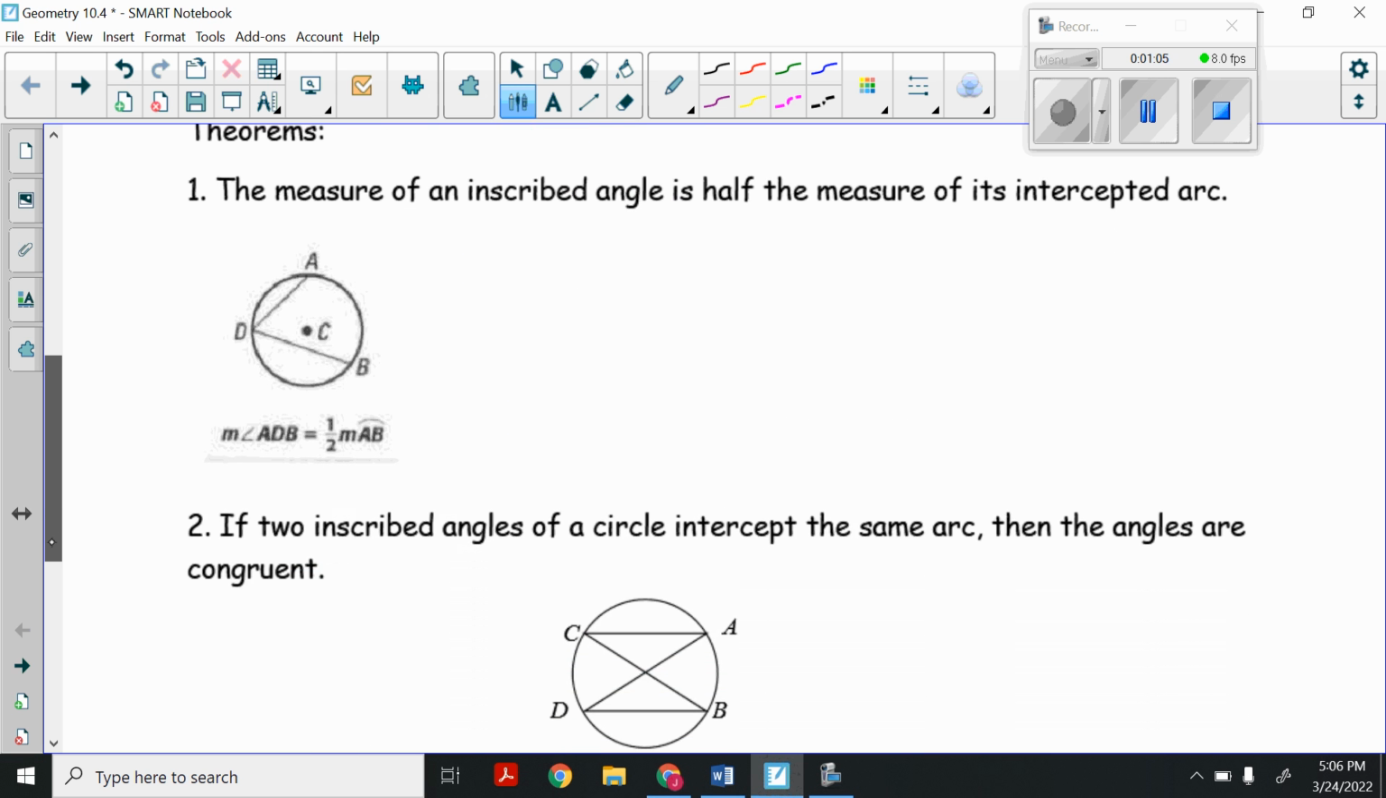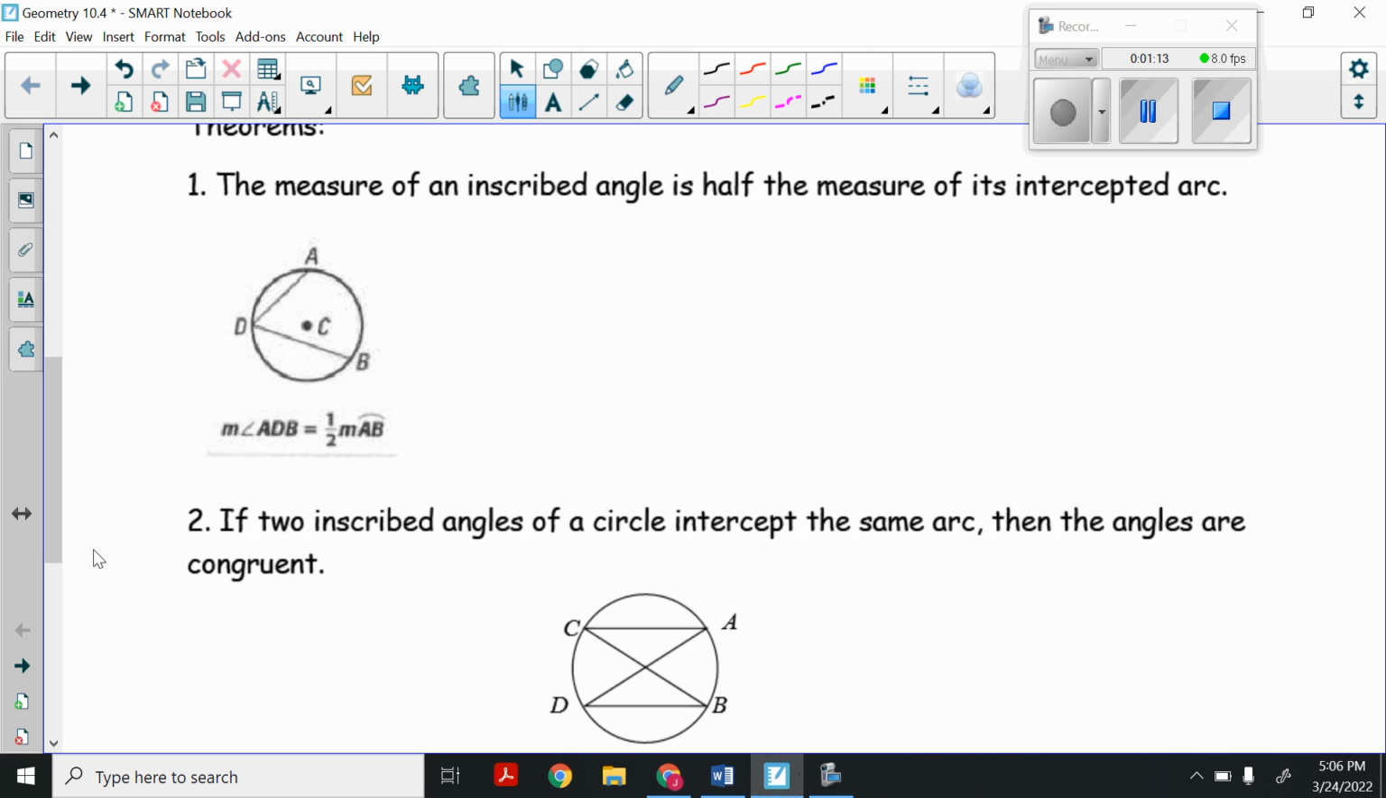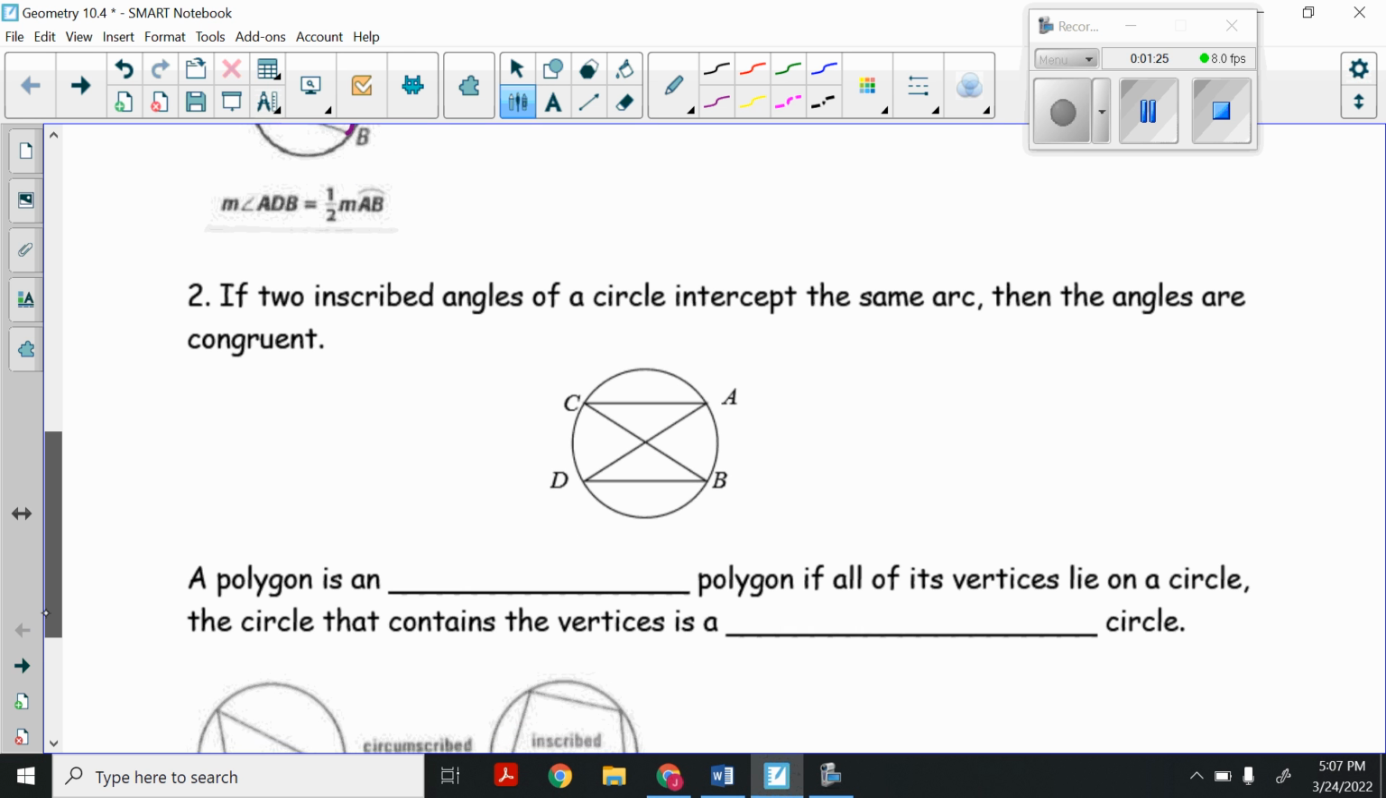So the very first theorem says the measure of an inscribed angle is half the measure of its intercepted arc. Okay? So in this picture, the measure of angle ADB is half the measure of arc AB. So the arc is always bigger. So like if this arc was 4, then I know that the angle would be 2. It's half of it. All right.